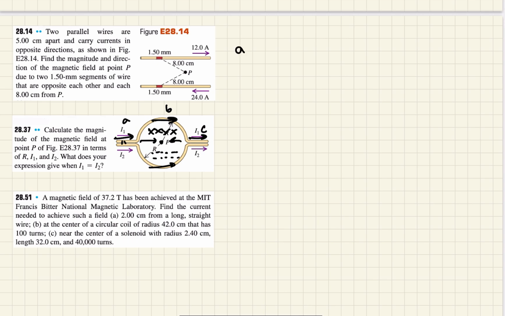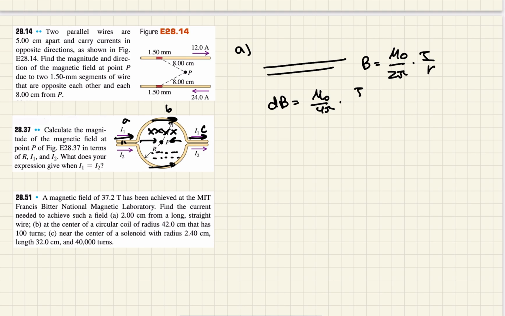So let's start with A. That's going to be a long straight wire, which I gave you an equation for. B is equal to mu naught over 2 pi times I over R, which you can derive from Biot-Savart. Just integrate Biot-Savart for a straight line, which I can actually show you how to do, because we've done some stuff like that before. Mu naught over 4 pi times I times dl over r squared. The reason I don't care about sine theta is because it's all perpendicular, so sine theta is going to be 1.